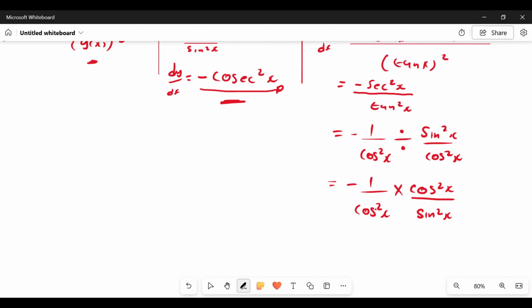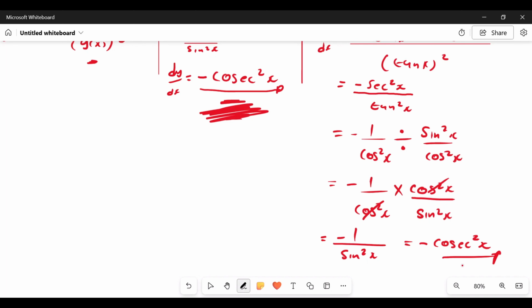So the cos squared x and the cos squared x will divide each other. You'll be left with negative 1 on the numerator and sine squared x in the denominator. We know that 1 over sine is cosec. So we can say minus cosec, and let's not forget the square there. So as you can see, this is the same as that one there, guys. These two answers are the same.